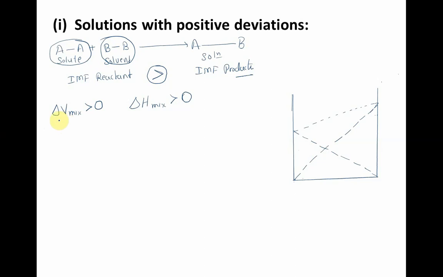Delta V mixing becomes greater than 0, as well as delta H mixing becomes greater than 0. The reason is that to attain the stability of these molecules which are present far away from each other, they try to absorb heat energy during the mixing of solute with solvent. So if I plot the graph, this is the mole fraction of A and this will be the mole fraction of B.